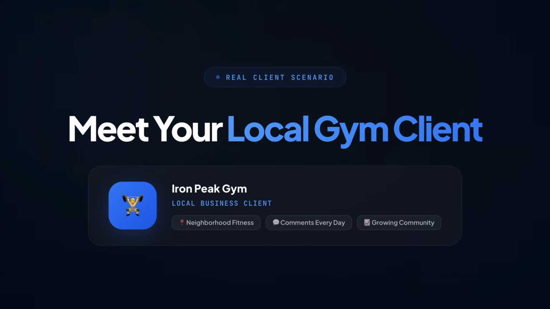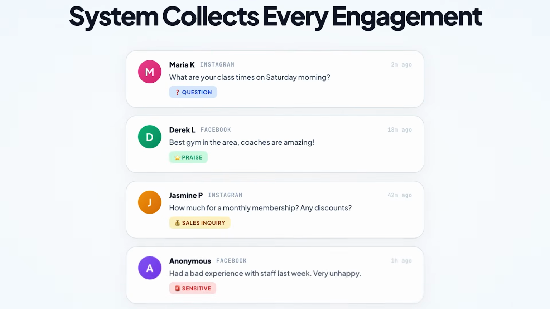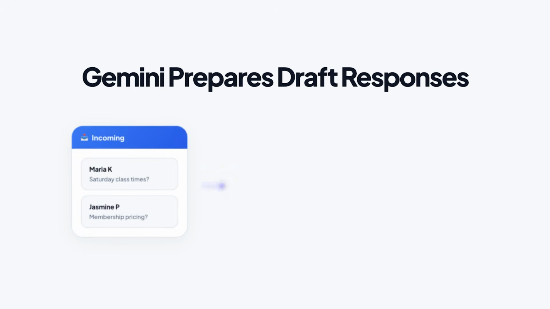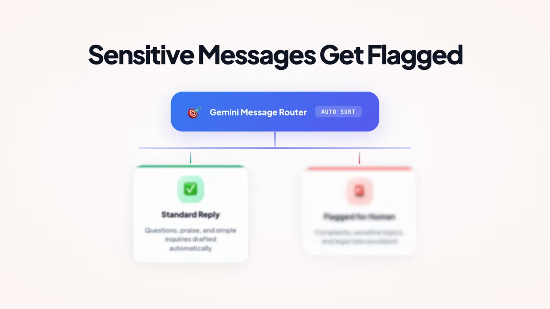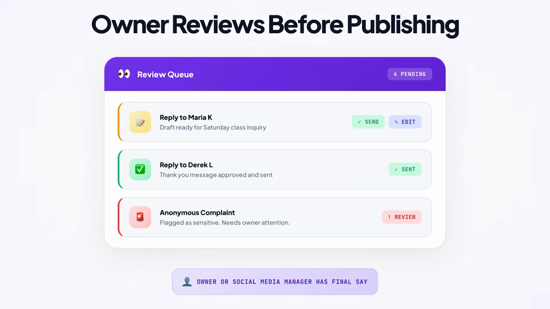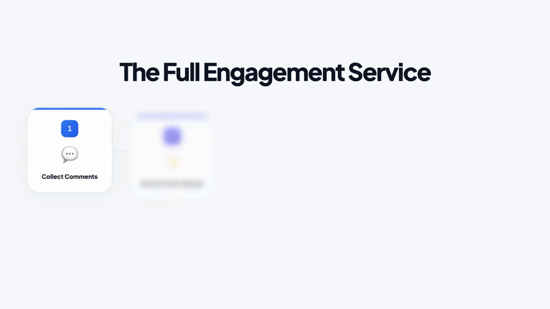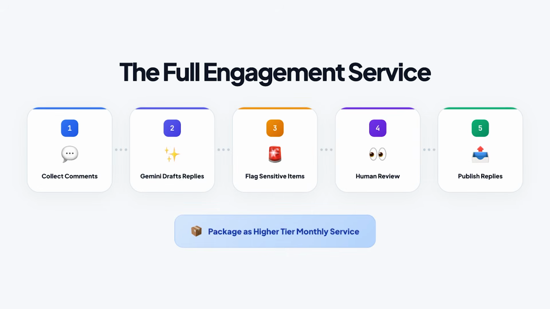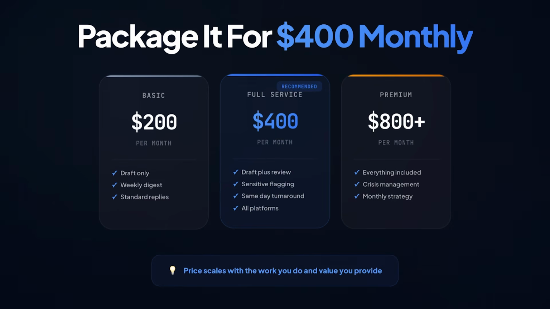Now imagine a local gym that receives comments and questions throughout the week. Your system collects the supported engagement data. Gemini prepares draft responses, anything sensitive gets flagged, and the owner or social media manager reviews the drafts before they are published. You could package that higher level of engagement management into a larger monthly service. Maybe that service is $400 per month. Maybe it is more or less.